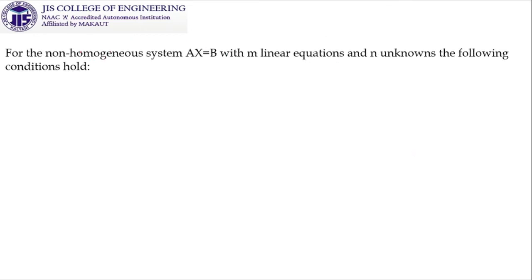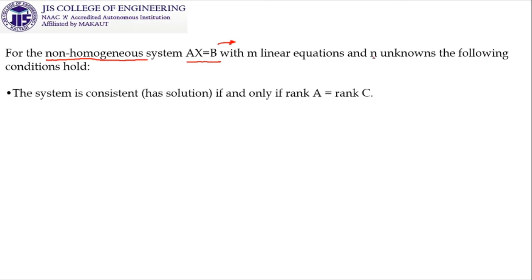Now if we are taking a non-homogeneous system, what a non-homogeneous system is was already discussed in the last class. Ax equal to b means that the elements of the column vector b are not all zero, with m linear equations and n unknowns. If the following conditions hold, please concentrate: the system is consistent, we know the meaning, if and only if rank of A is equal to rank of C.